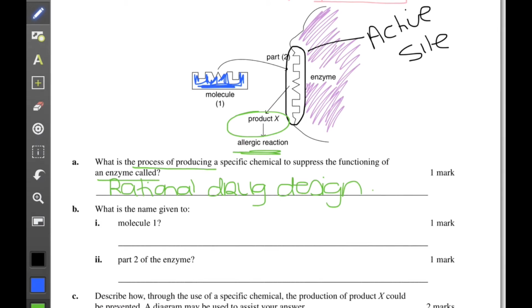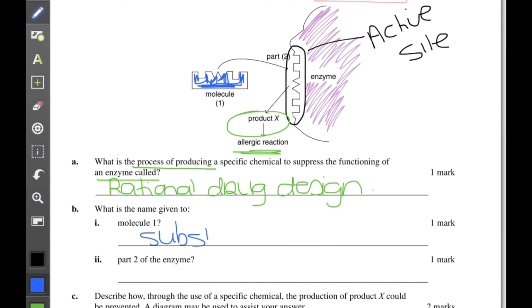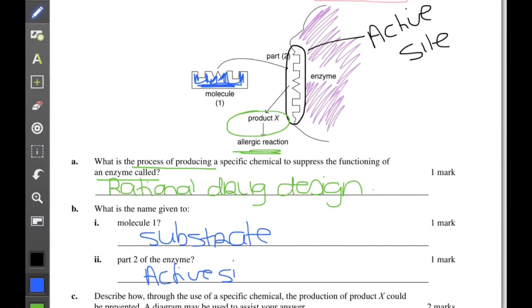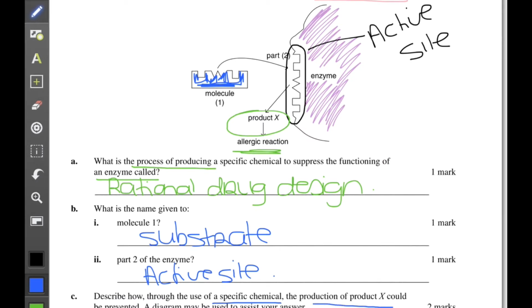B, what is the name given to molecule I? We would call that the substrate. And again, with the labelling and unpacking of the diagram, we've already done that. Part 2 of the enzyme is obviously the active site. Describe how, through the use of a specific chemical, the production of product X could be prevented. This is leading back to rational drug design. A diagram may be used to assist your answer.